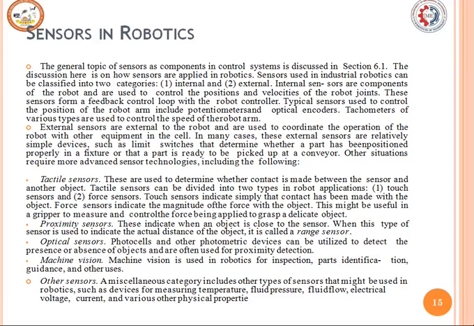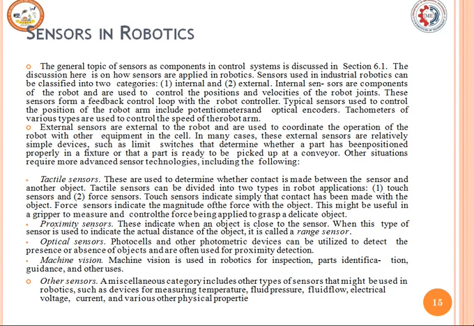The different types of sensors used in the robot are tactile sensors, proximity sensors, optical sensors, machine vision and other sensors. Here sensors are categorized into two parts: internal and external sensors. Internal sensors are meant for the feedback control loop. The typical sensors used for position of the robot arm include potentiometers and optical encoders. Tachometers are also used to control the speed of the robot arm.